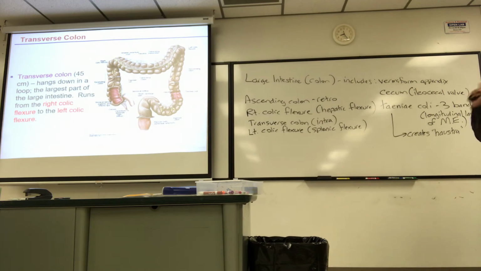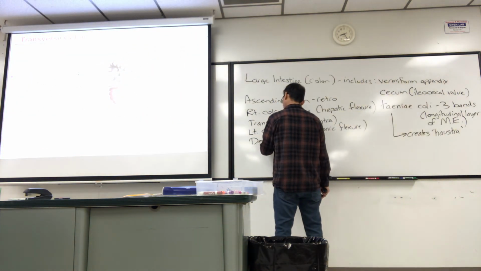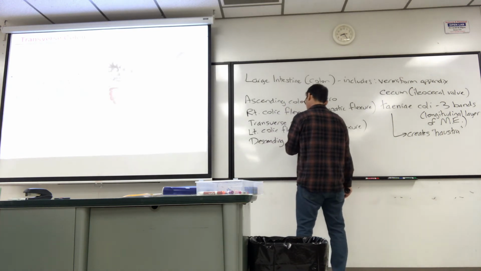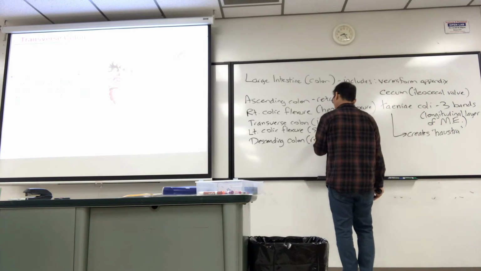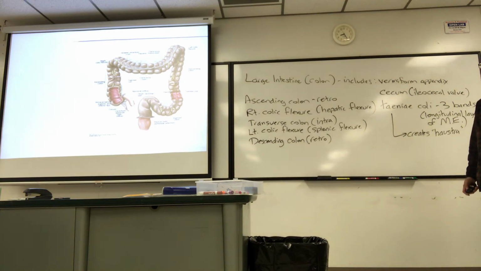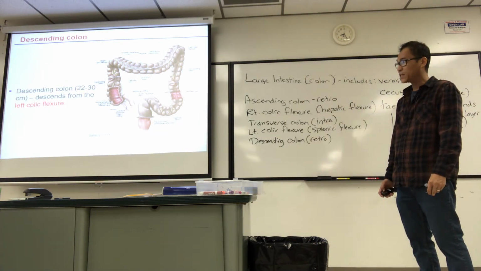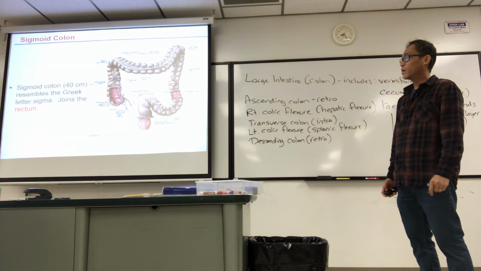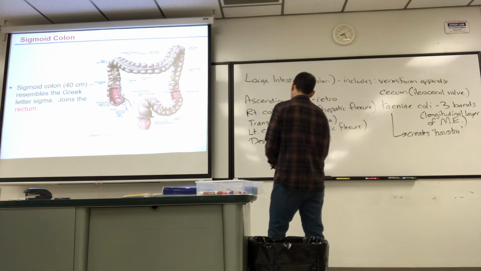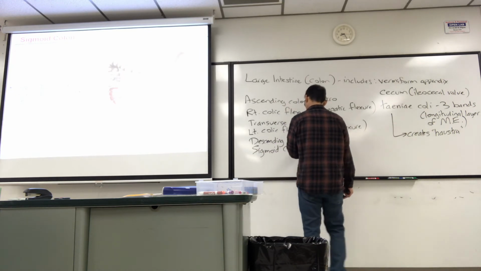And now you're going down. The descending colon goes back retroperitoneal, and it stays that way until the end. Descending colon goes back retro. It's about 22 to 30 centimeters. It descends, retroperitoneal from the left colic flexure on down. Then where it takes an S-shaped turn, it's called the sigmoid colon. S-shape.